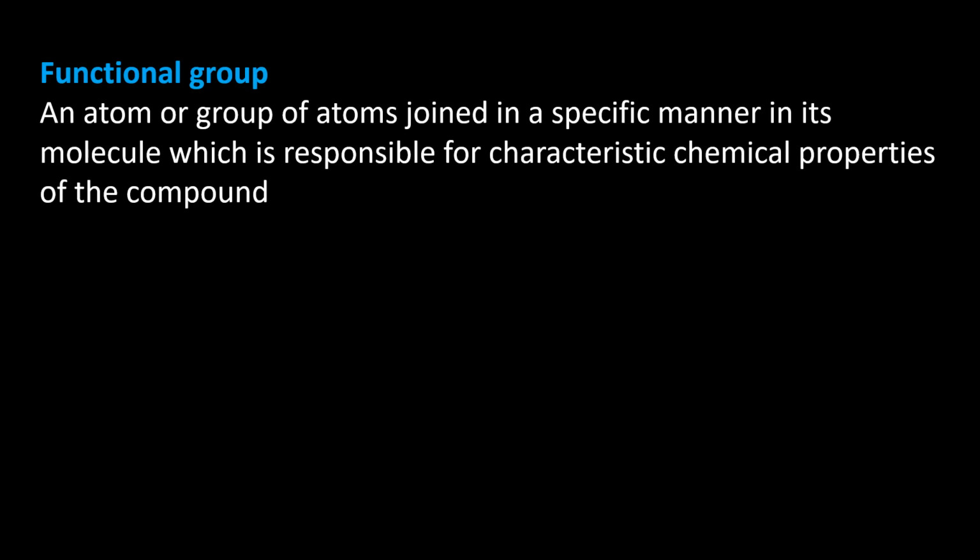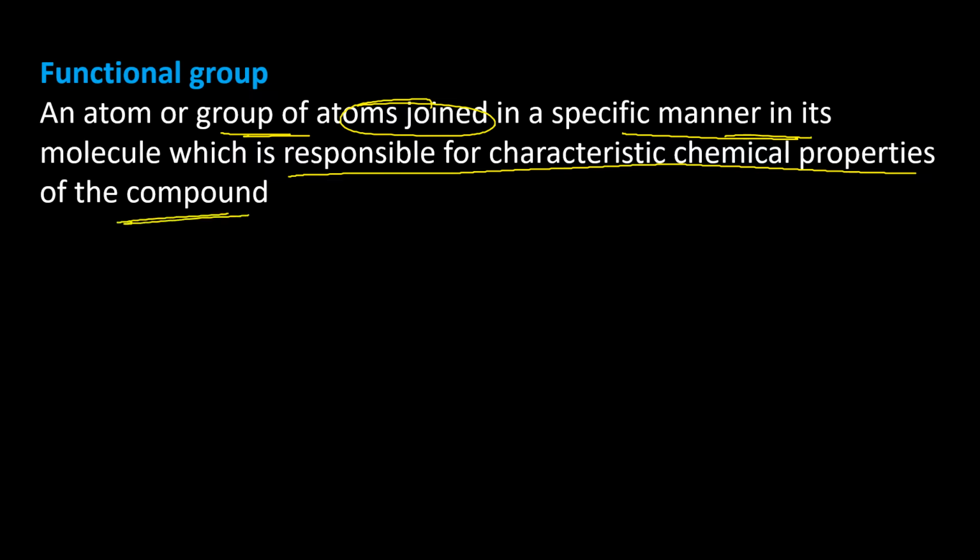So coming to the next one, functional group. What is meant by functional group? A functional group is nothing but a group of atoms which are joined in a specific manner. It is responsible for the characteristic chemical properties of a compound. For example, if you take alcohol, OH is the functional group. It is a combination of oxygen and hydrogen. So it is responsible for the functional group of all the alcohols.